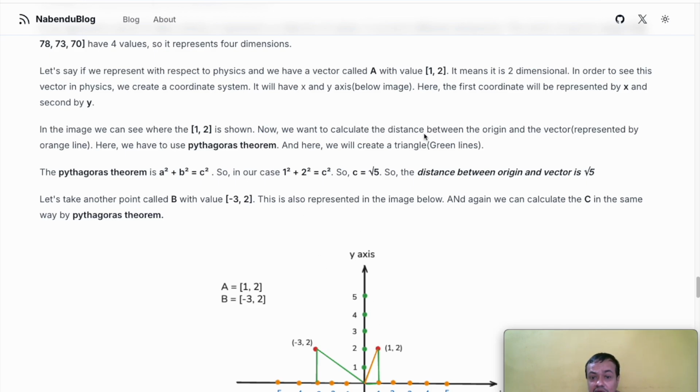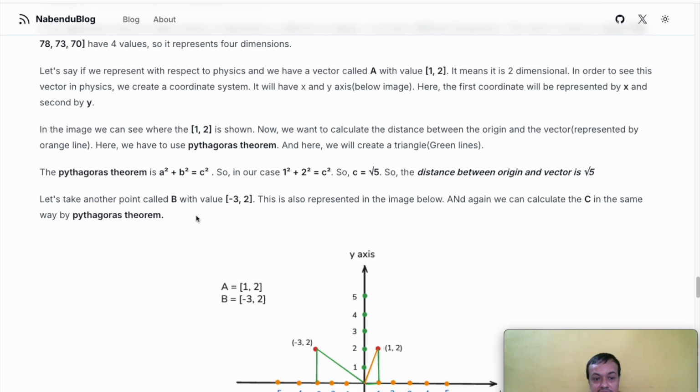Now we want to calculate the distance between the origin and the vector. This is the origin and the vector is represented by the orange line. Here we have used the Pythagoras theorem. Again, as I told, a lot of mathematics will be there. Here we are able to create the triangle, the green line. The Pythagoras theorem is, as we all know, a square plus b square equals c square. In this case, 1 square plus 2 square equals c square. So c will be equal to square root of 5. So the distance between the origin and the vector is square root of 5.